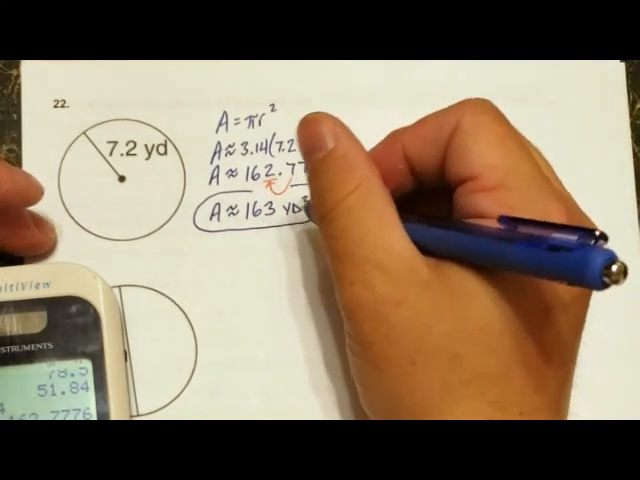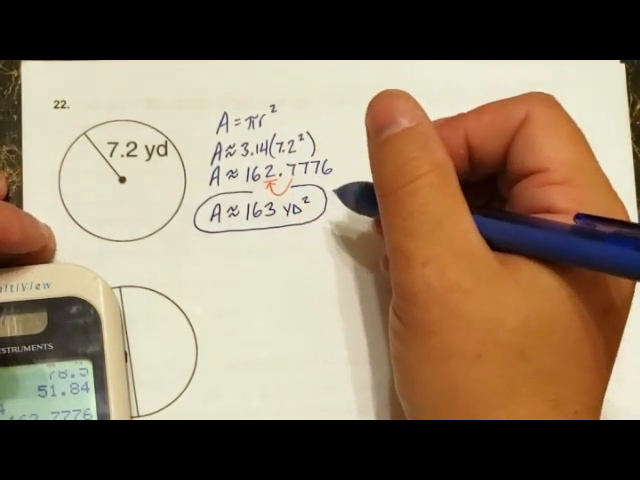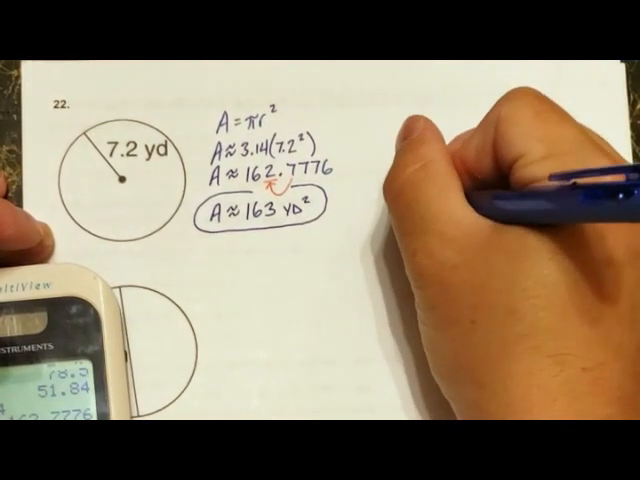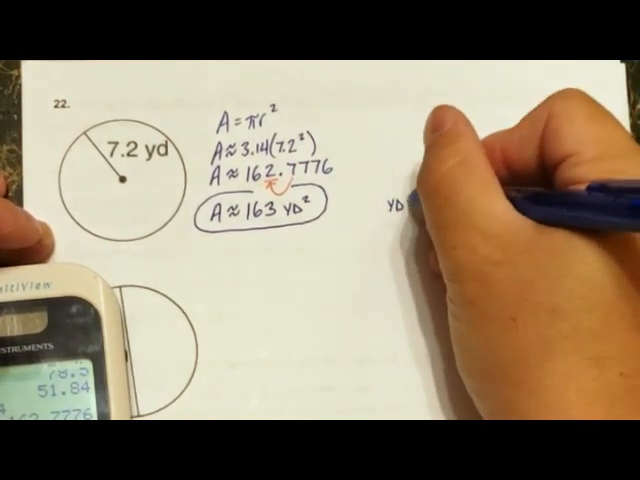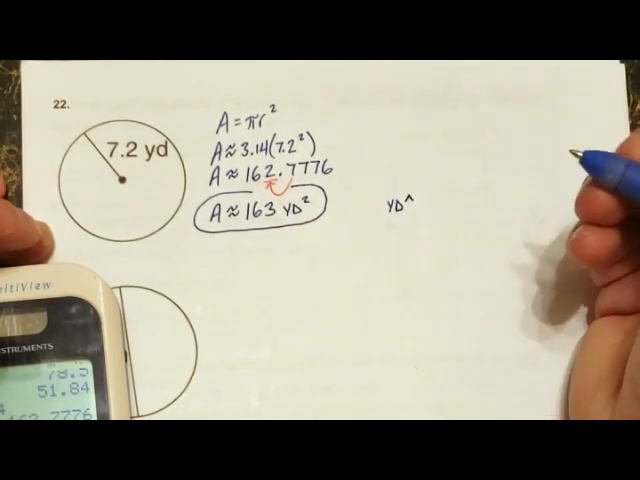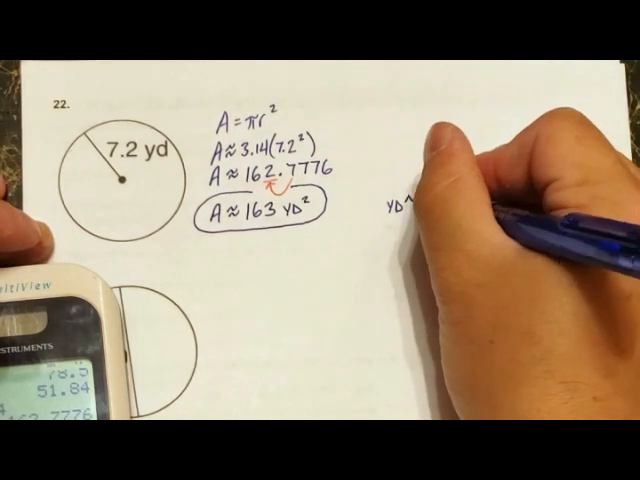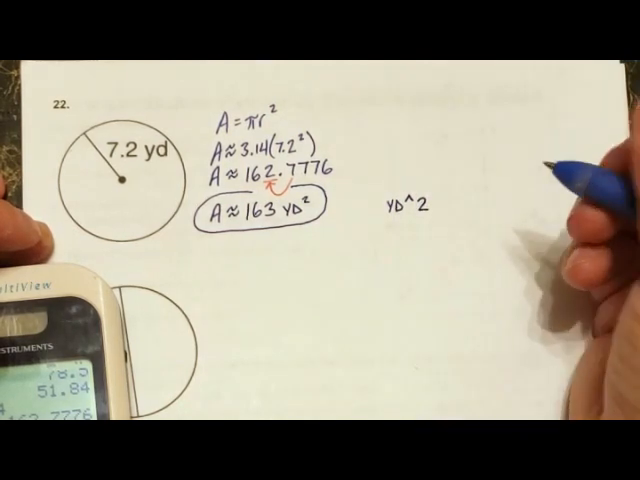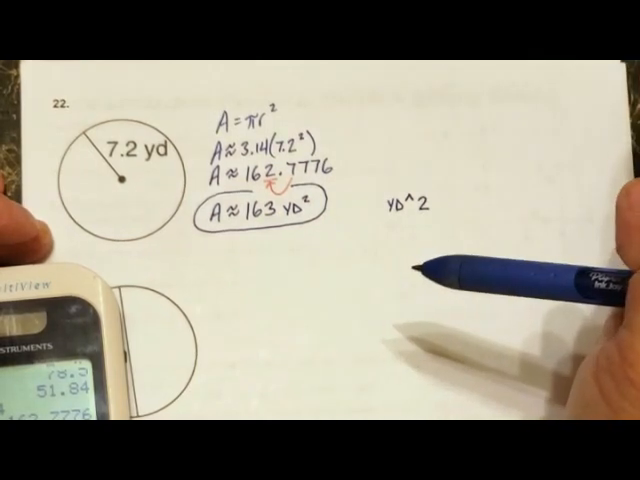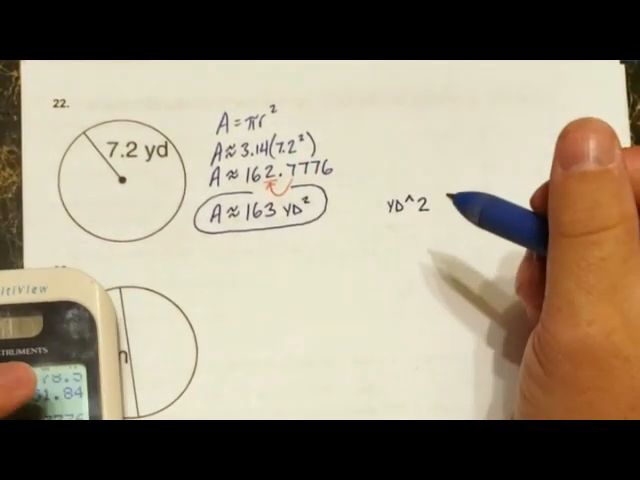If you wanted to put the unit into the Google form, you would do yards, and then somewhere on your keyboard there's something called a caret. It's like a little arrow like that, and then you would put the 2. That's how you would do that, but I'm not even asking you to do that, okay? Just asking for the right number.